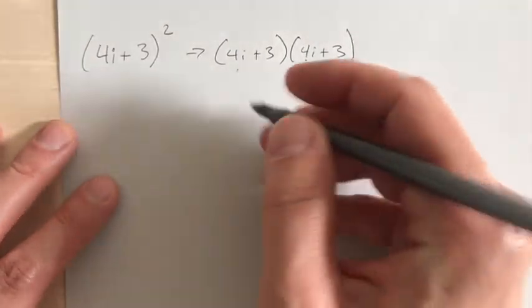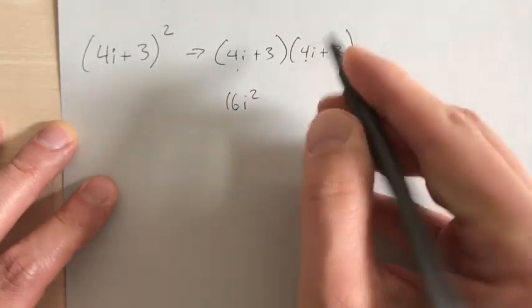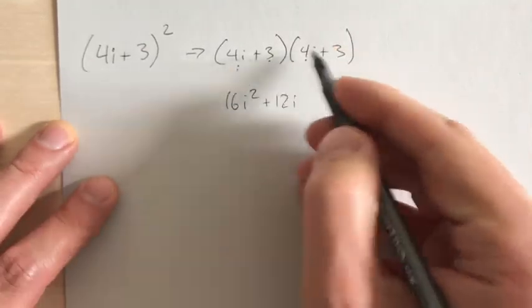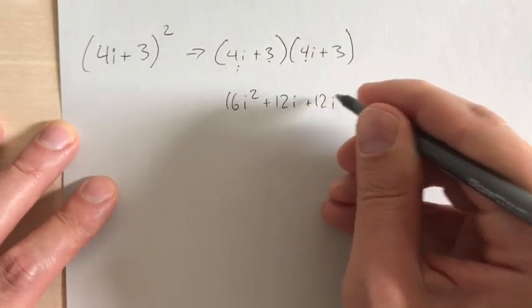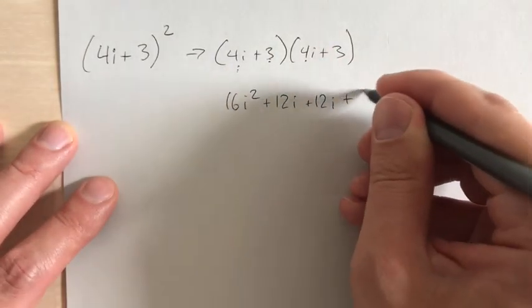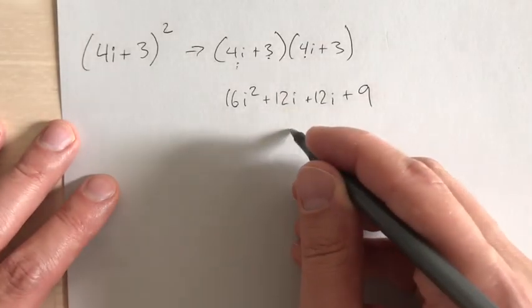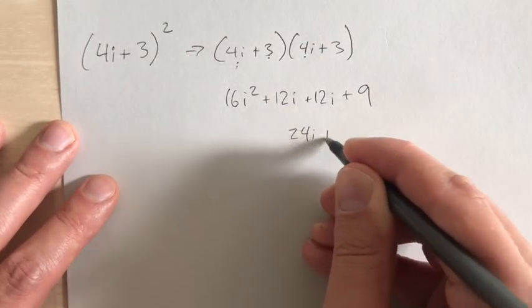4i times 4i, that's going to be 16i squared. 4i times 3 is going to be 12i. 3 times 4i is going to be another 12i. And then 3 times 3, that's going to be a positive 9. Again, I can combine these like terms. That's going to be 24i.